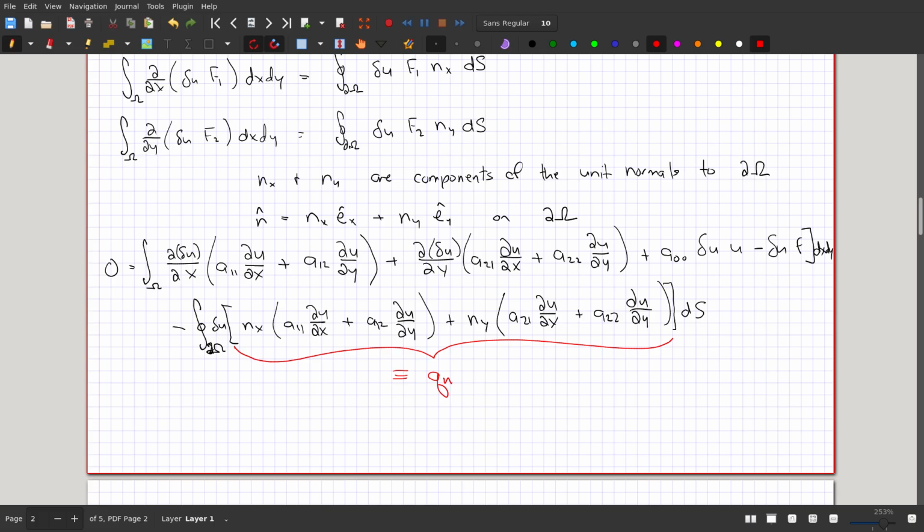Remember when we developed the weak form, there are 3 steps. We multiply by a test function and integrate over the body. We integrate by parts, and then we apply the boundary conditions. So this surface integral right here is over the boundary, so it's this term right here that would be a flux coming into the boundary.